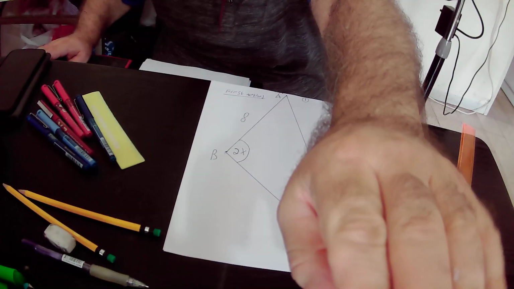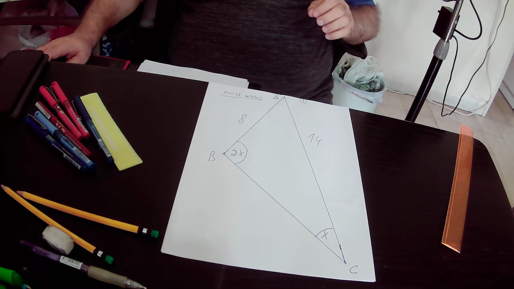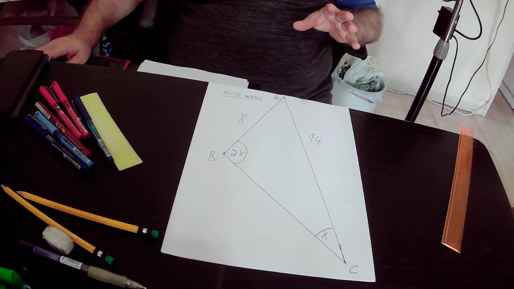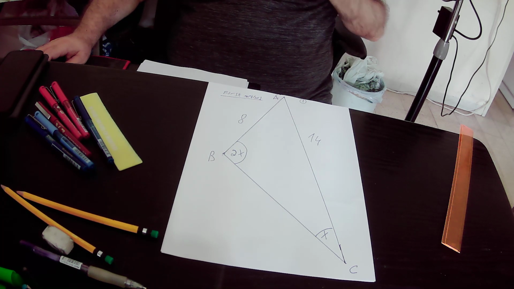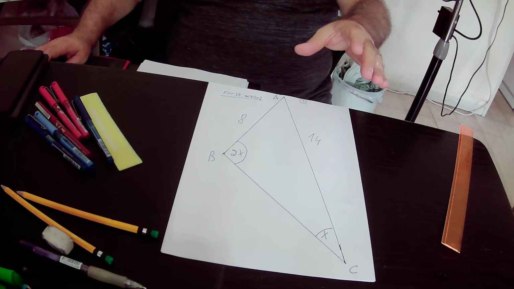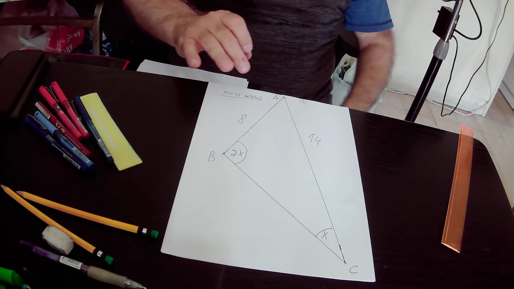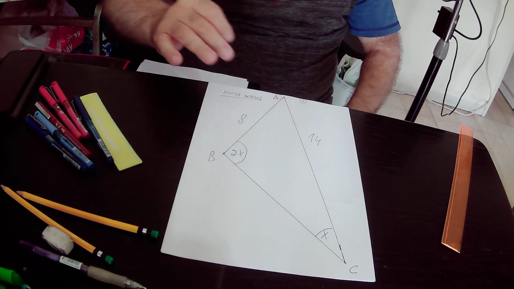In this lecture, we will find the area of triangle ABC in two different ways. We will start with the first method. In the drawing, we have triangle ABC.